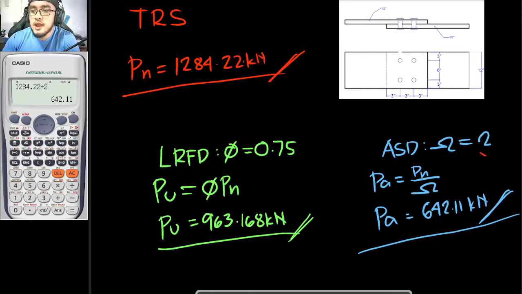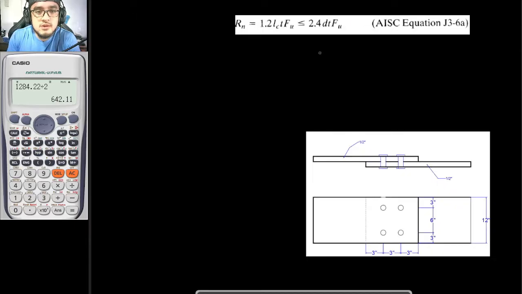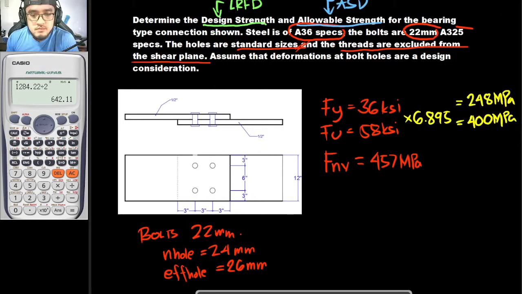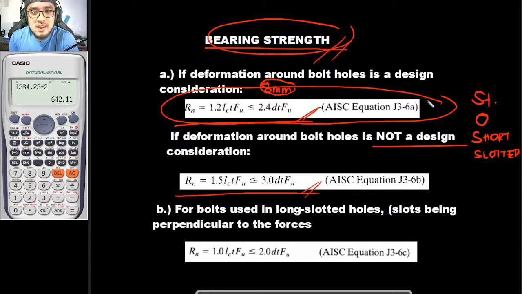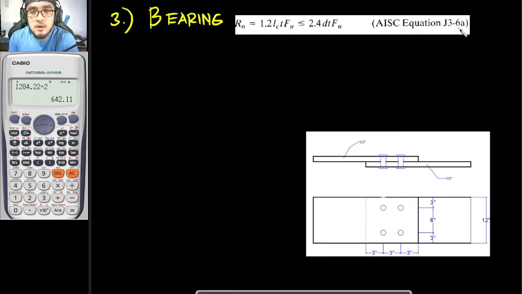Very good. So, ito na yung bago sa ating lesson. So, we have here our bearing. So, number 3. Palitan natin ng yellow. So, number 3. Bearing. As stated in the problem, deformation at bolt holes are a design consideration. So, meaning we would be using this one right here. Kaya ngayon, kinapipis ko yung formula in this part right here.